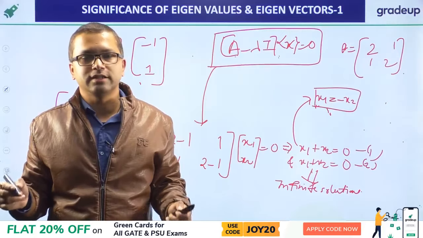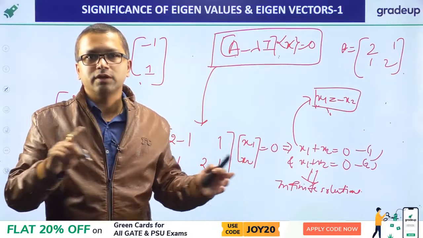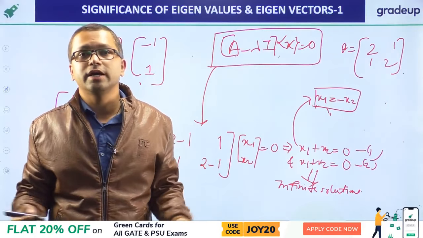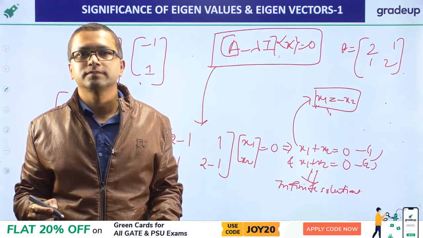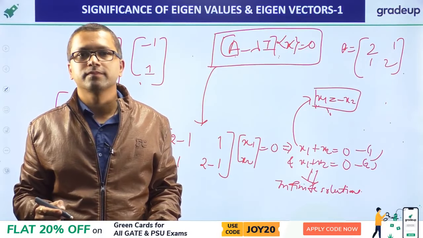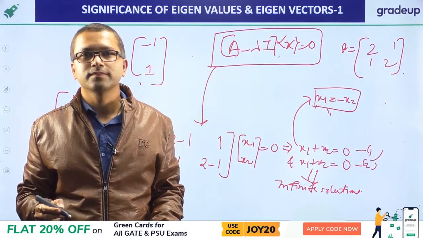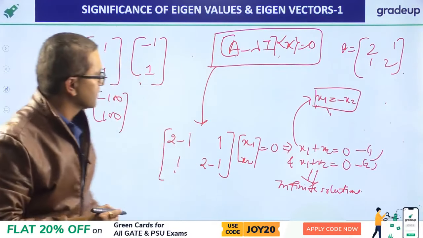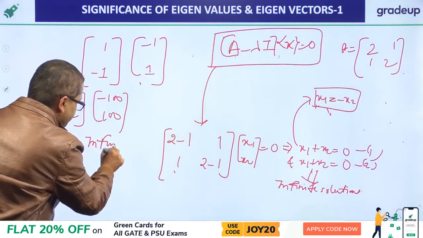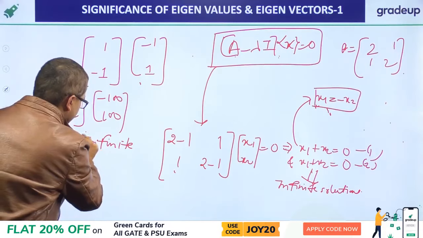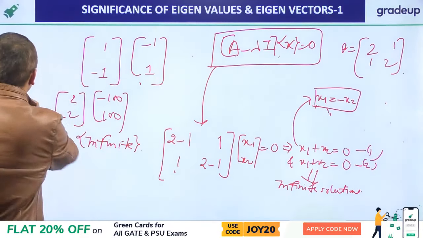It's very important, guys. It's very, very, very important. This is the crux of it. You need to understand this. How many eigenvectors are possible? How many? Infinite. Infinite eigenvectors are possible.